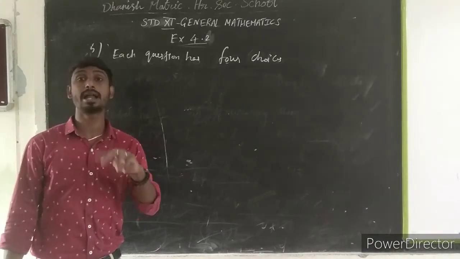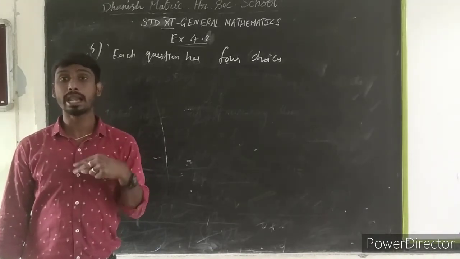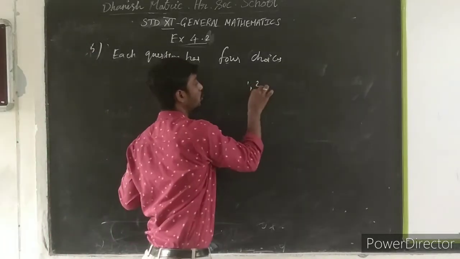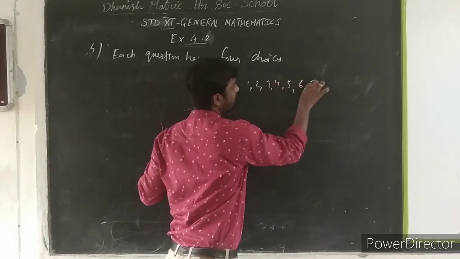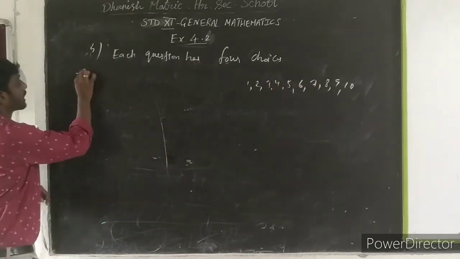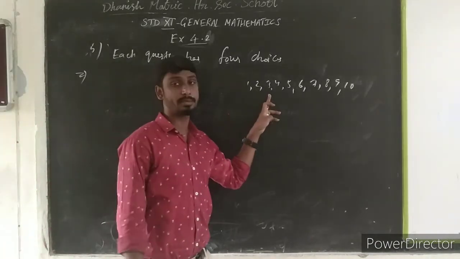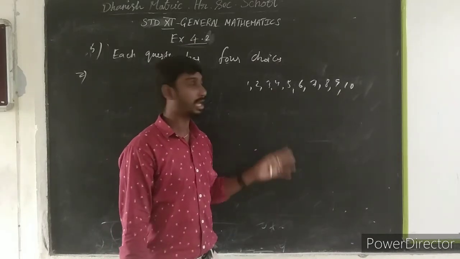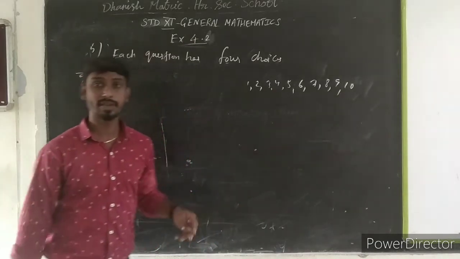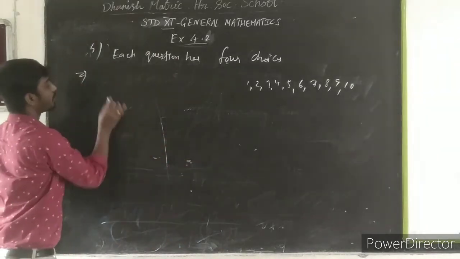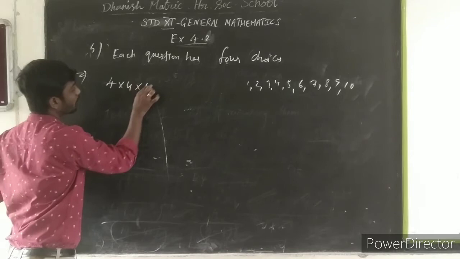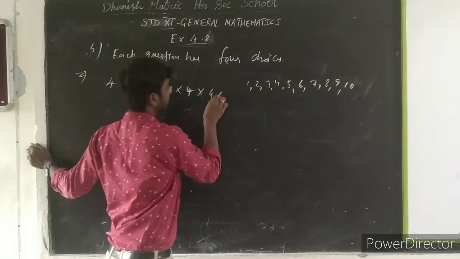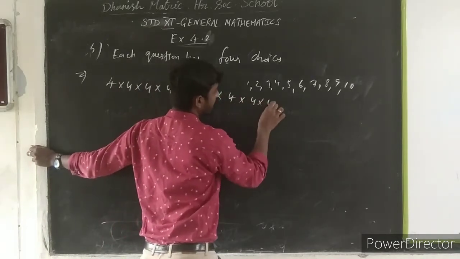Since we are using multiple choice, repetition is allowed here. What is meant by multiple choice? Repetition will be allowed here. Listen here, questions 1, 2, 3, 4, 5, 6. For each question I take 4 choices, and there are 10 questions. Again I take 4 ways, repetition allowed, because we are taking multiple choices. How many ways will it be for 10 questions? 4 into 4 into 4 into 4 and so on, for questions 1 to 10.